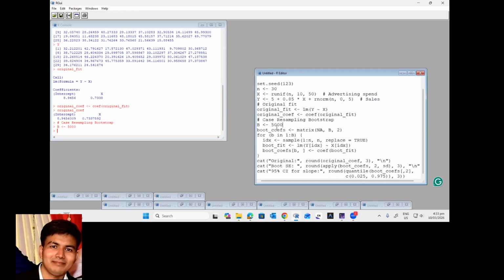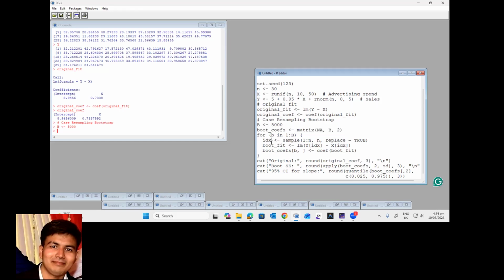We are taking here 5000 because the large number ensures stable estimates of the standard errors and the percentiles. Before that, we create a matrix of capital B rows and 2 columns, filled with NA, that is the null matrix we are making here. Each row will store the intercept and the slope for one bootstrap sample.